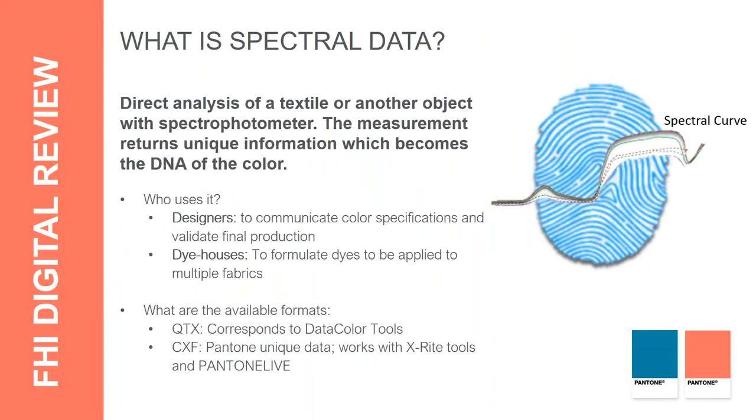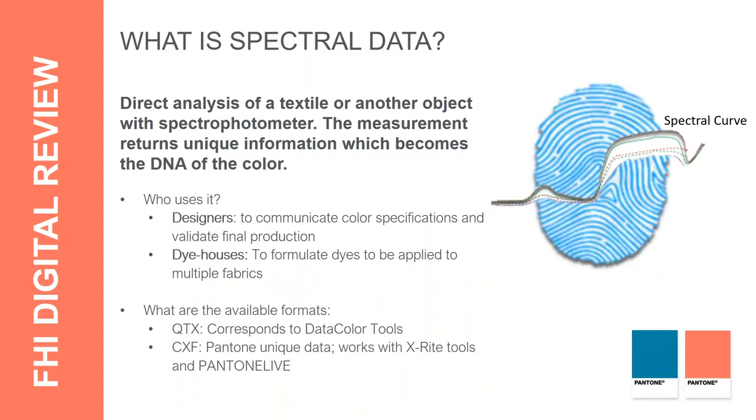So just a brief explanation of what the digital data is. It is basically the fingerprint of a color. It's how this particular fabric interacts with light. Once you've got this measurement, you can send that spectral information to all of your partners, and they will be able to reproduce that color to a very tight tolerance. Designers use it to communicate color coming out of their software, and they can use it to validate the final production. So when it comes back in, they can use a spectrophotometer to measure it. Dye houses use this to formulate dyes.